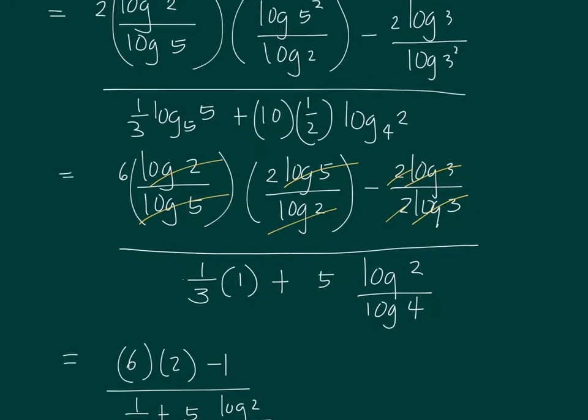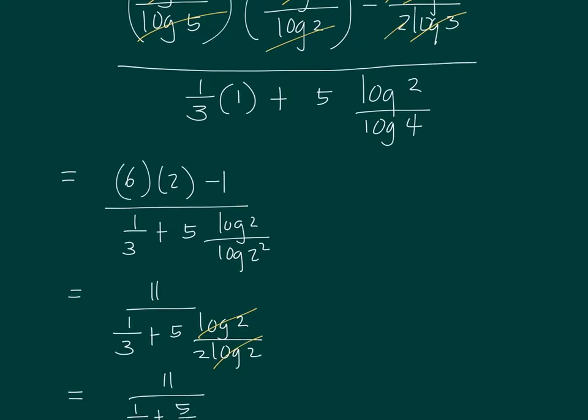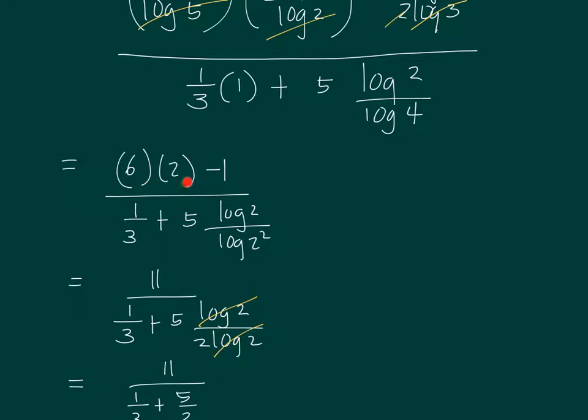So we're almost done. Take note what's left in the numerator. You have 6 and 2, so that's 6 times 2. And then this becomes 1, so you have minus 1. And then 1/3 times 1 is 1/3. Log 4 over log 2: 4 is 2 squared, so we change it. And then we have 6 times 2 is 12, minus 1 is 11. This 2 can be written here. After doing that, log 2 and log 2 will cancel, and you have 5 times 2.